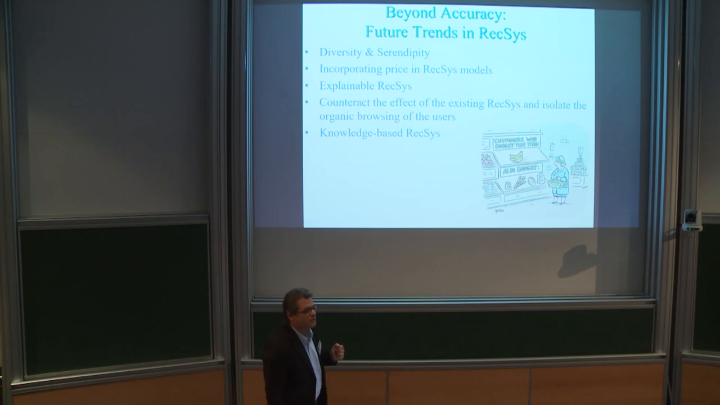Another important item that we are now working on is how to counteract the fact that, if we look at recommender systems about 10 years ago, many of the websites didn't have a recommender system. So all the data that had been collected was organic traffic of the users. Nowadays, they already have recommender systems. So actually, most of the activity of the users is not organic, but is affected by the fact that you have a recommender system.